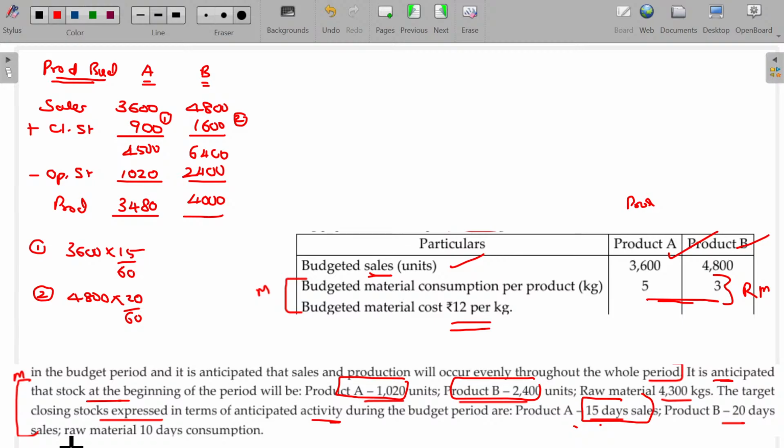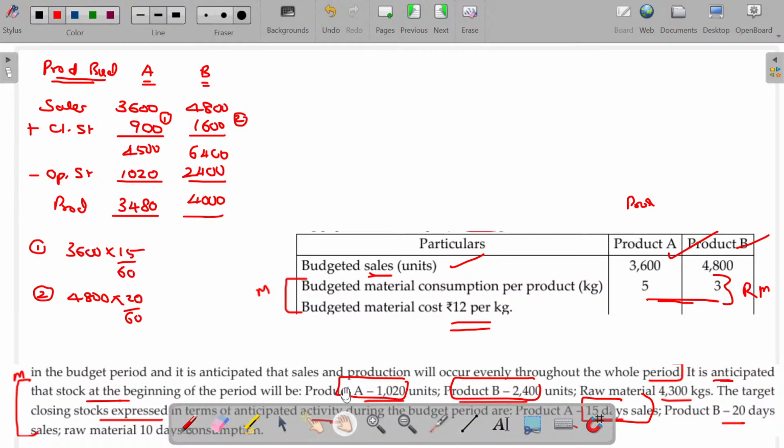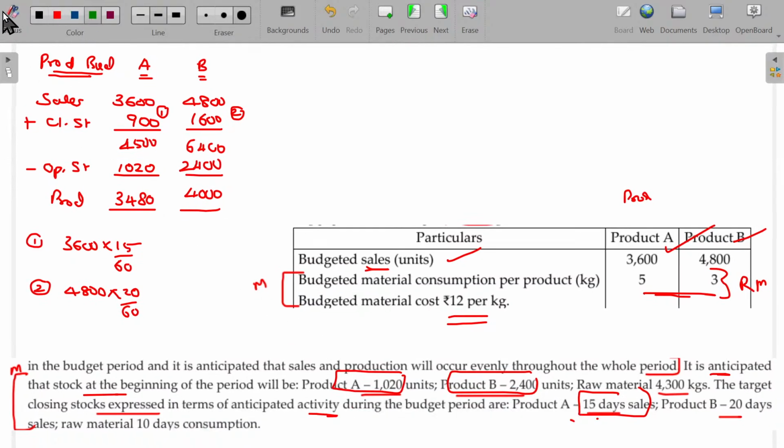Okay, go from the last. First go for the production. And for the production, how many units are you supposed to produce? How many units are you supposed to have for raw material? Now, raw material. What is this? Opening stock given. Closing stock may be 10 days consumption. So we don't have the consumption details as well as purchase detail also.